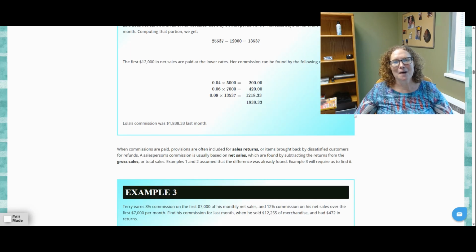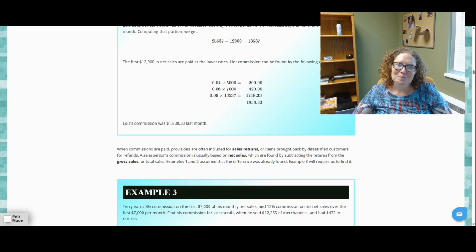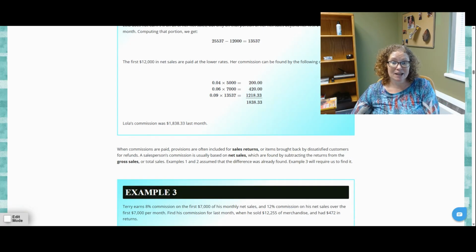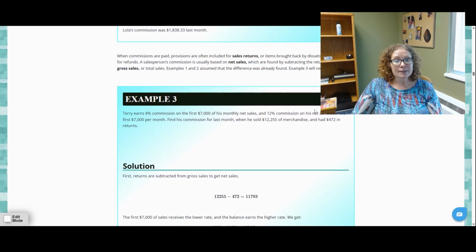Now, what happens if a customer returns a product? What if they decide they don't want it after all, and there's going to be returns on it? Sometimes, in some cases, the salesperson loses out on that sale because they didn't have it anymore. So that needs to be taken into consideration too.